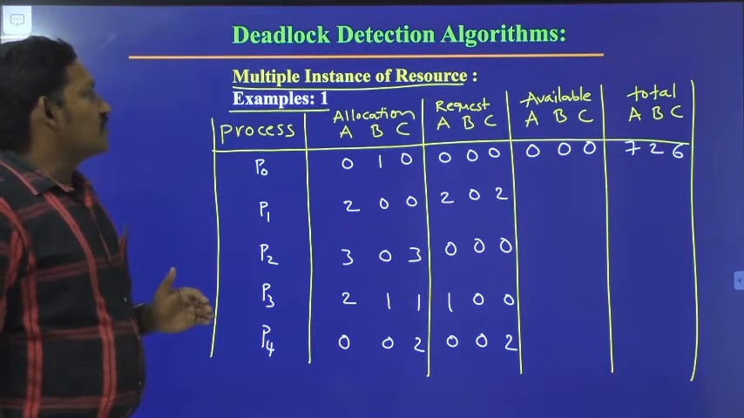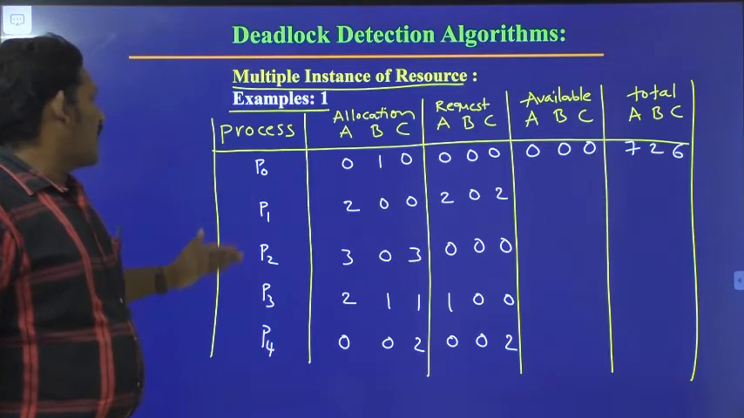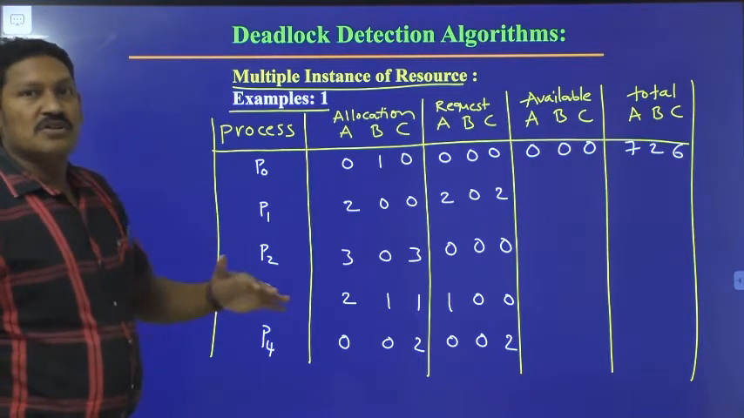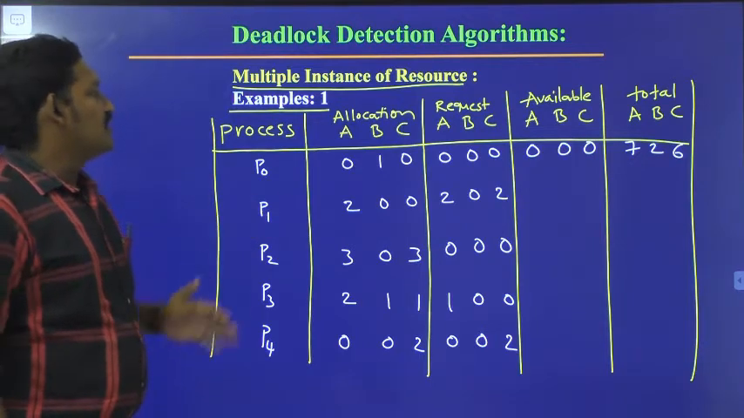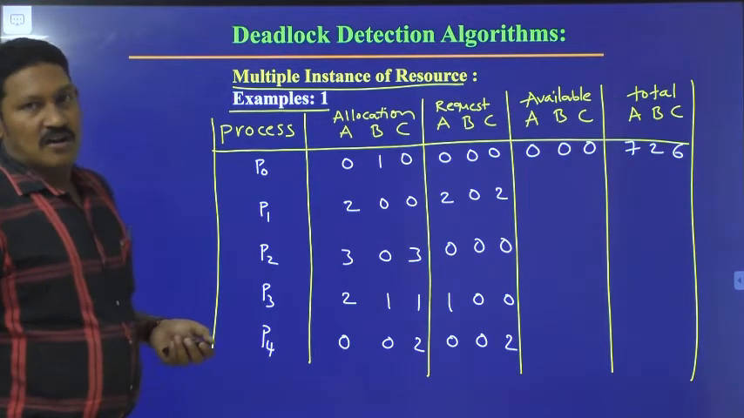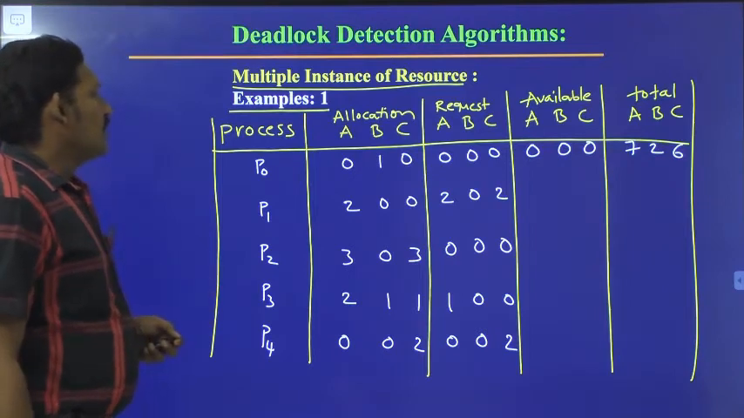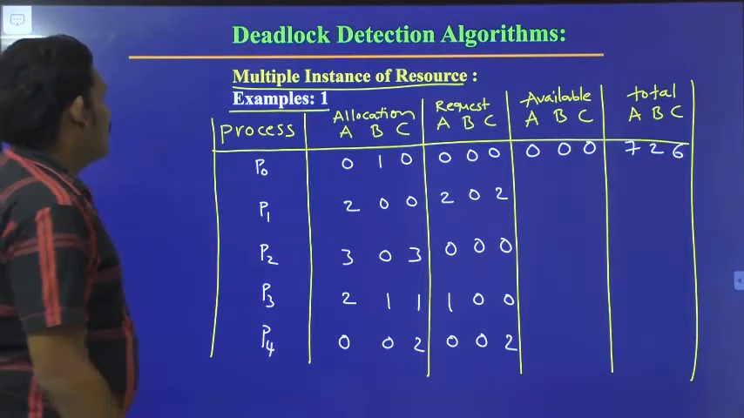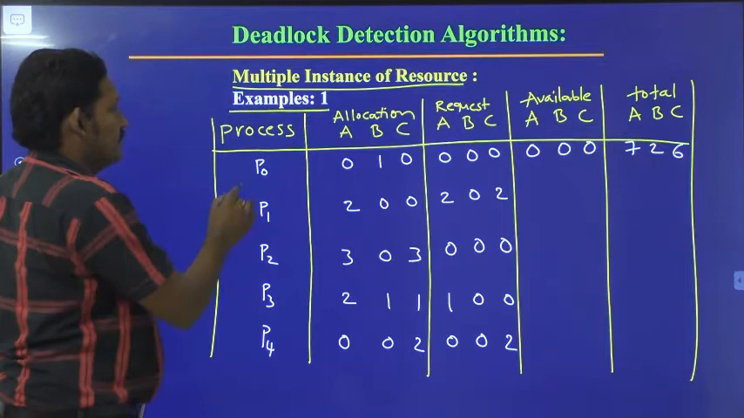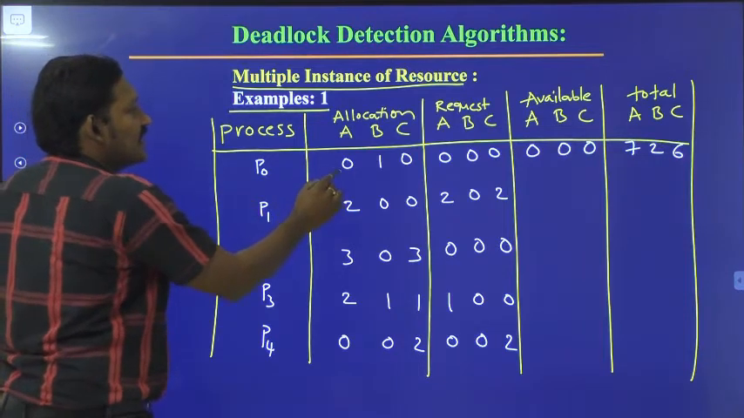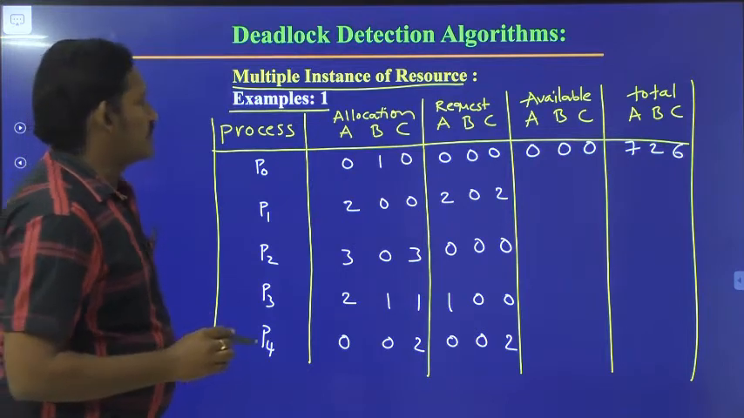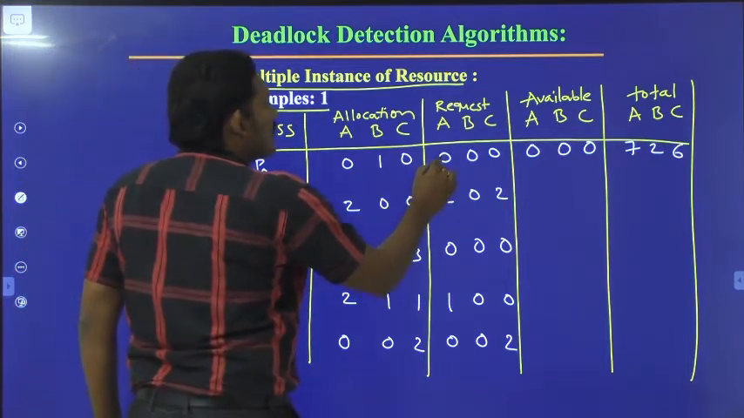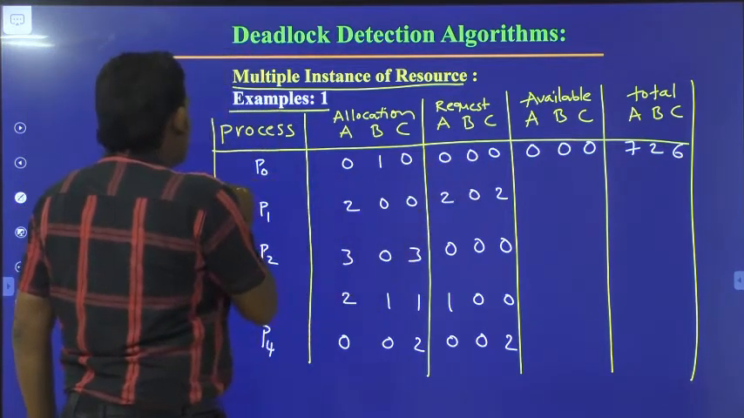What we have to do is execute the processes one by one smoothly without forming a deadlock. We will check whether there is deadlock here or not. First we will check process P0. These are the allocated resources, 0, 1, 0, and 0, 0, 0 is the request.